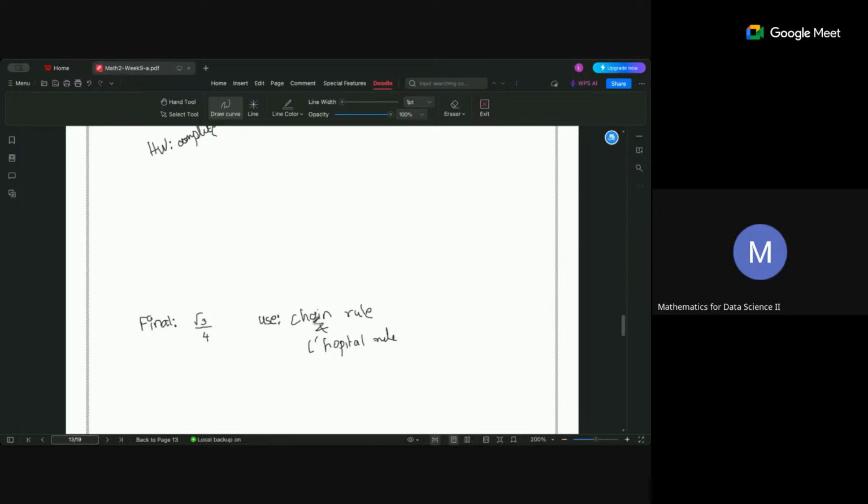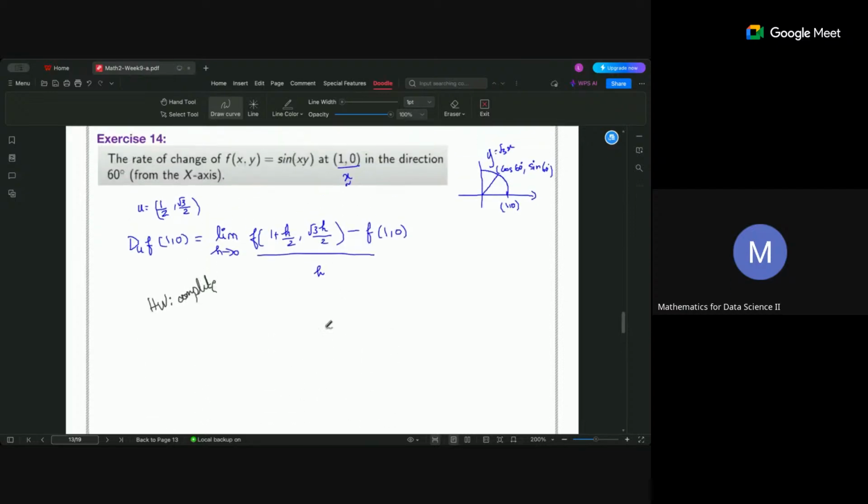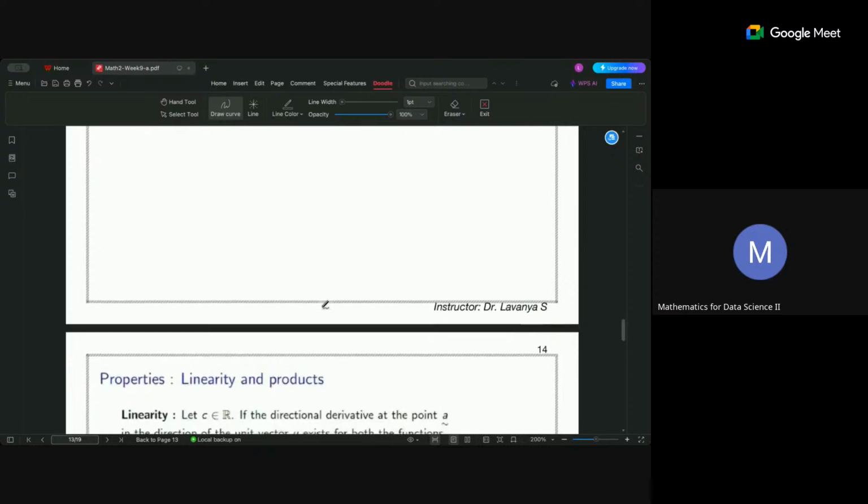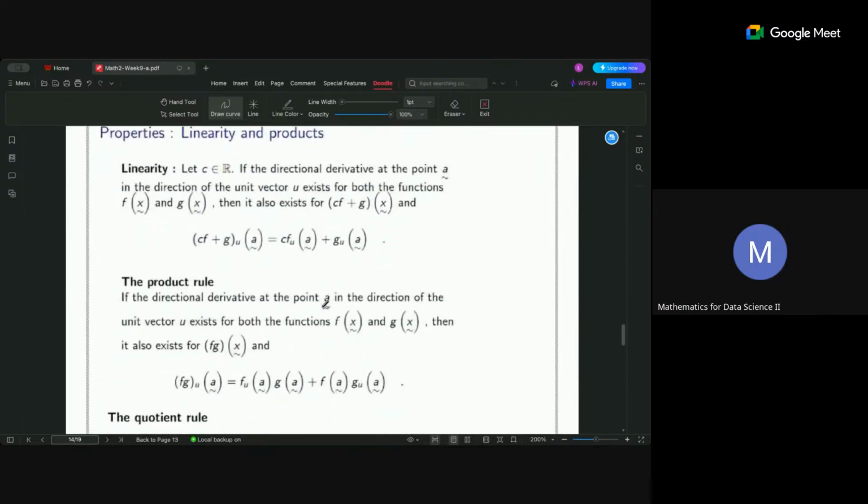So that is the hint I have given. Use these two for completing this computation. If you have doubts in this computation, you can discuss in tomorrow's session. Okay, fine. So what are the properties of this directional derivative?